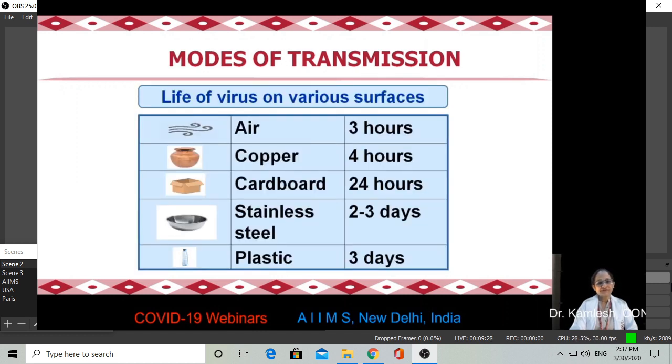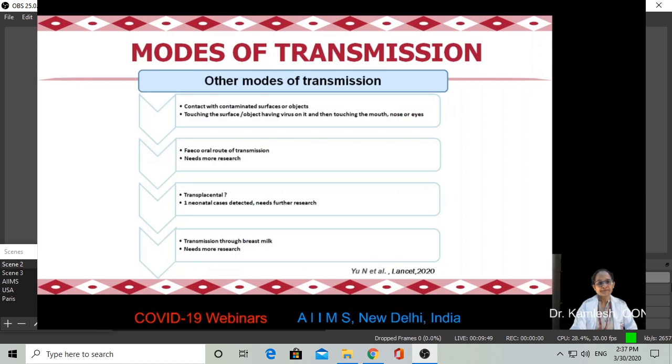Now, what is the life of the virus on various surfaces? It has been noticed that in the air, it can survive up to 3 hours. On copper surfaces, the life of the virus can be up to 4 hours. On cardboard boxes, it can be up to 24 hours. On stainless steel, it could survive up to 2 to 3 days, and on plastics too, up to 3 days.